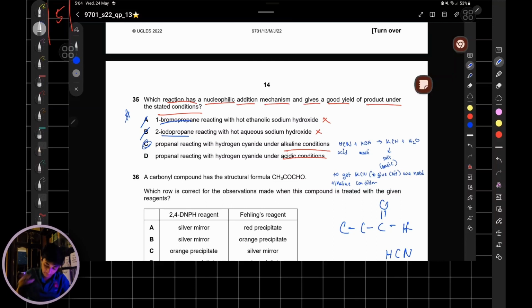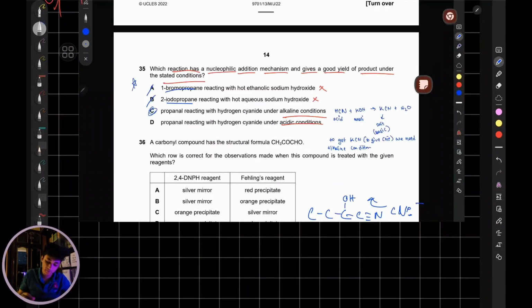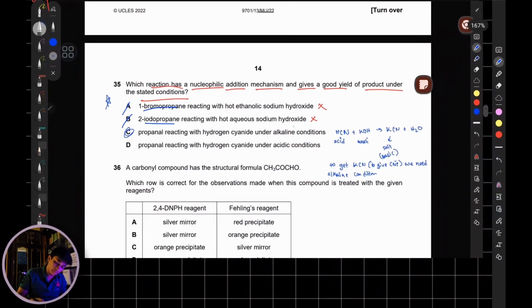Under alkaline condition, if you're reacting with HCN, the nucleophile is actually CN-, right? CN- is your nucleophile and it's going to attack this carbon atom and push this away, and you're going to be left with C, C, C, and C. You're going to be left with a nitrile group, right? Okay. So now the question is, is it going to be an alkaline condition or acidic condition?